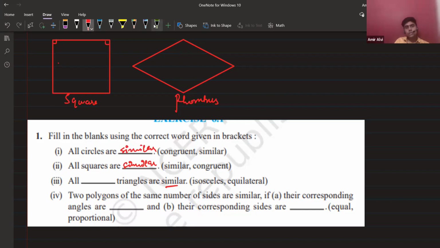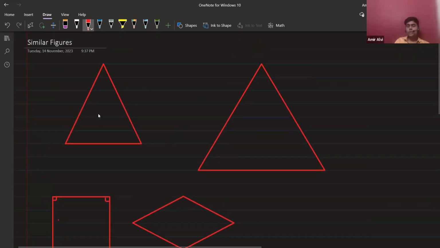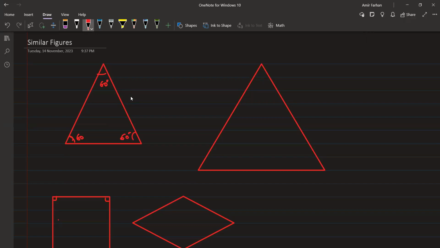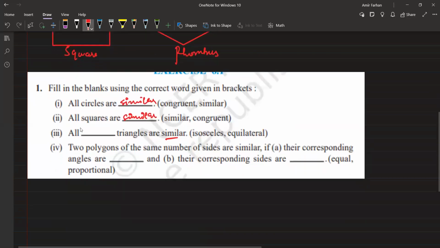Suppose these are equilateral triangles. The angles will be 60 degrees. The angles will remain 60 whether the dimensions are anything. The angle will remain 60 in an equilateral triangle. Clear? Yes.